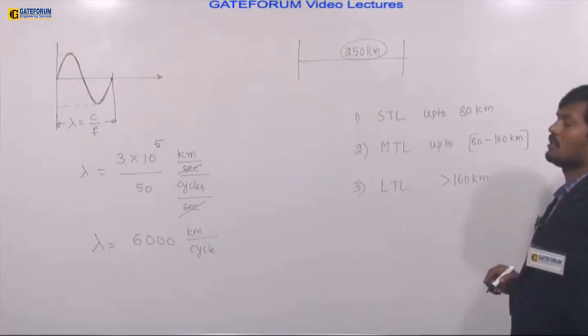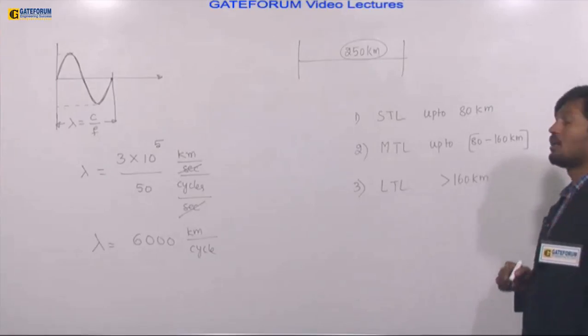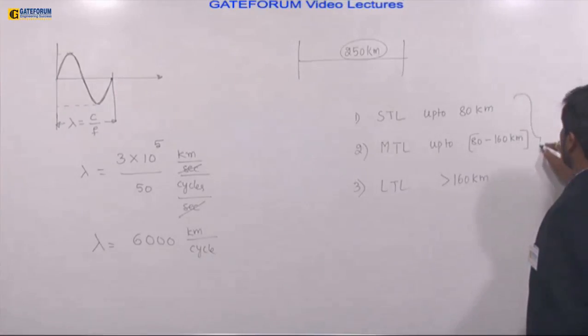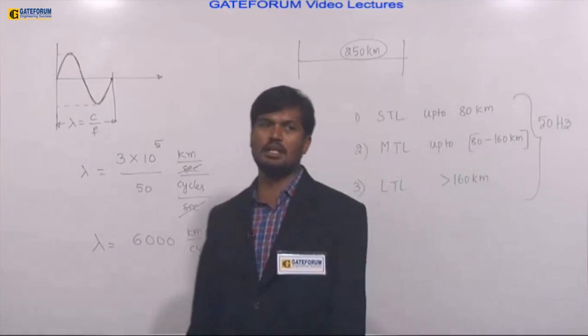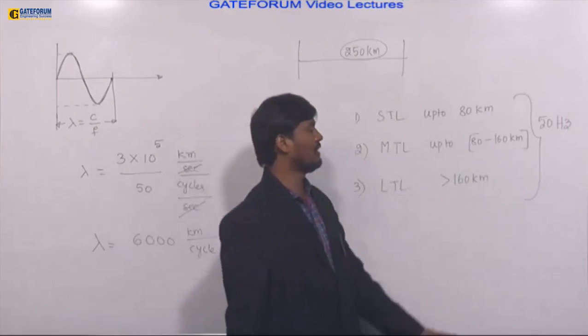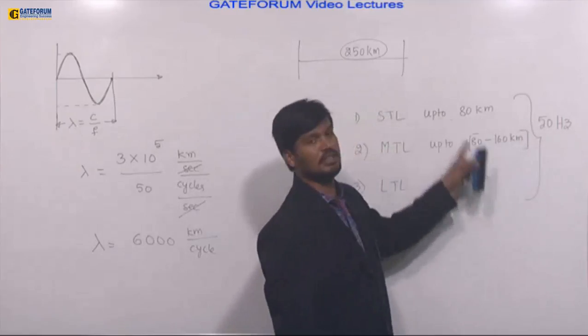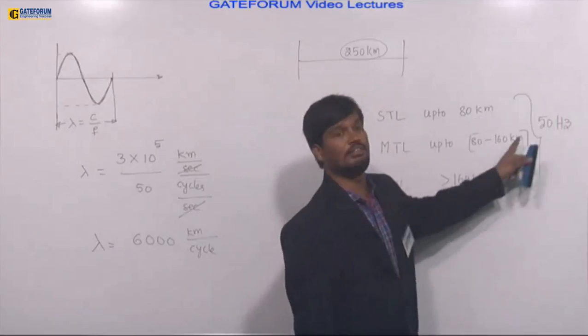Up to 80 kilometers, short transmission line. 80 to 160 kilometers, medium transmission line. Greater than 160 kilometers, long transmission line. Do all these transmission lines operate at constant frequency or variable frequency? Constant frequency, which is 50 Hertz. If this frequency changes, definitely the length also changes. That is the reason this distance is applicable only for 50 Hertz.